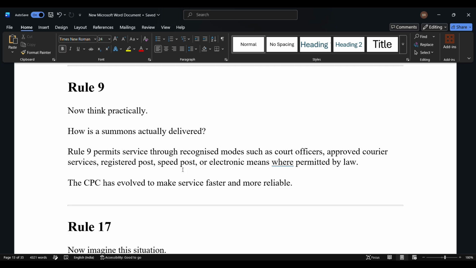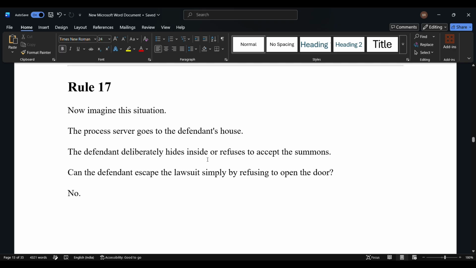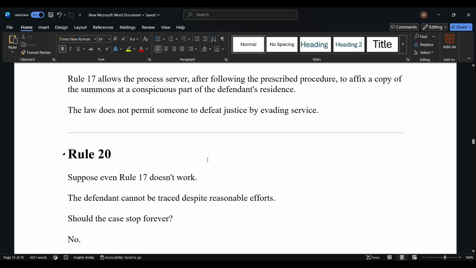Rule 17. Now imagine this situation. The process server goes to the defendant's house. The defendant deliberately hides inside or refuses to accept the summons. Can the defendant escape the lawsuit simply by refusing to open the door? No. Rule 17 allows the process server, after following the prescribed procedure, to affix a copy of the summons at a conspicuous part of the defendant's residence. The law does not permit someone to defeat justice by evading service.